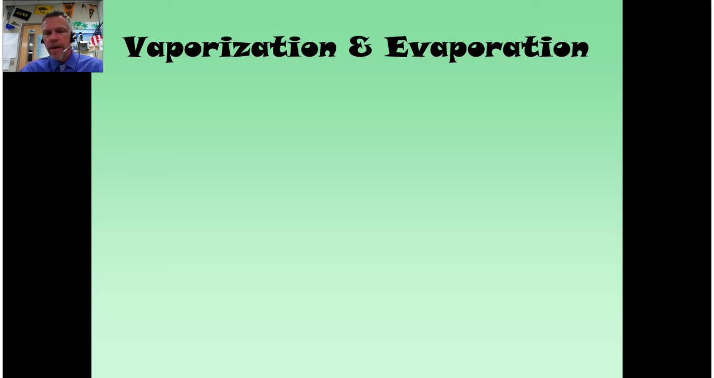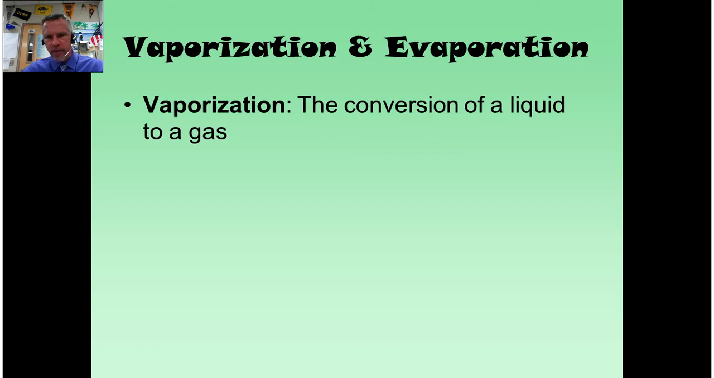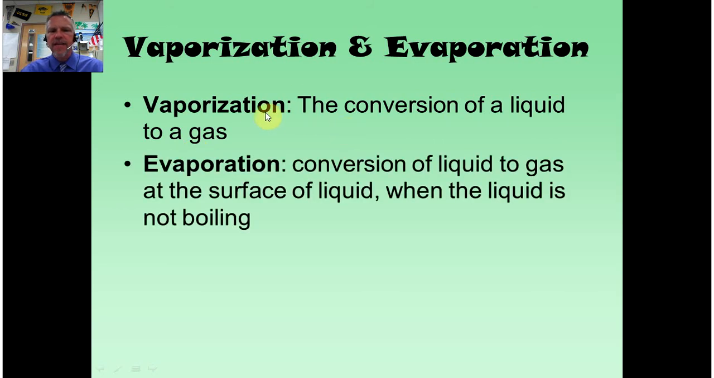So changing the state between gas and liquid, one of the set of terms that we use is vaporization and evaporation. So this is kind of a vocabulary piece. Vaporization is the conversion of a liquid to a gas. And evaporation is a special kind of vaporization. Evaporation is where the liquid converts to a gas just at the surface when the liquid is not boiling.